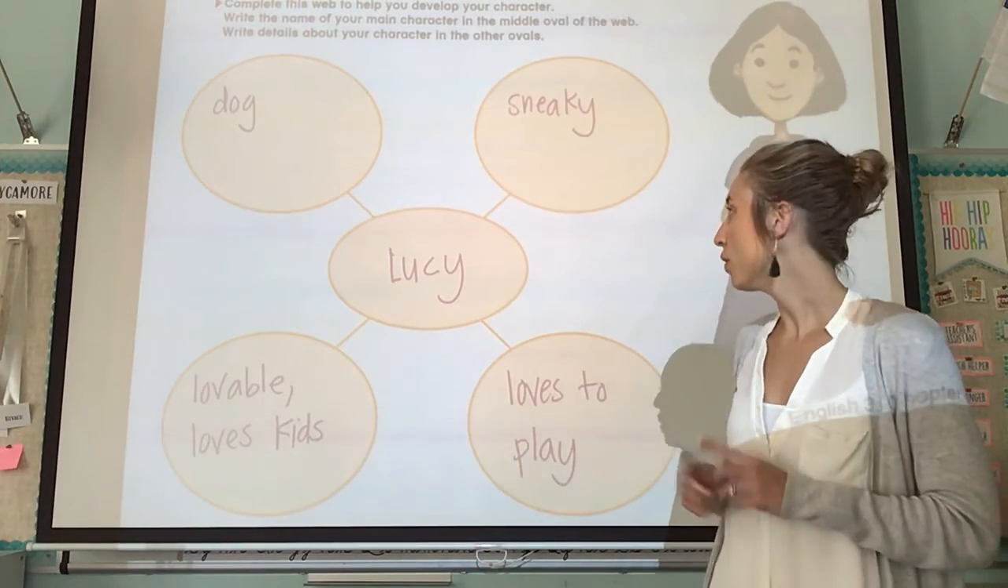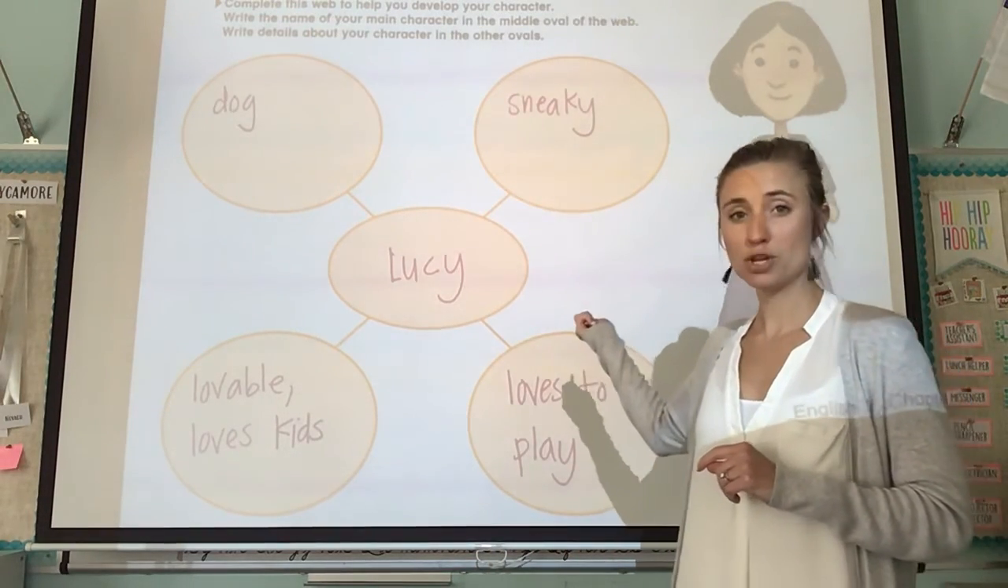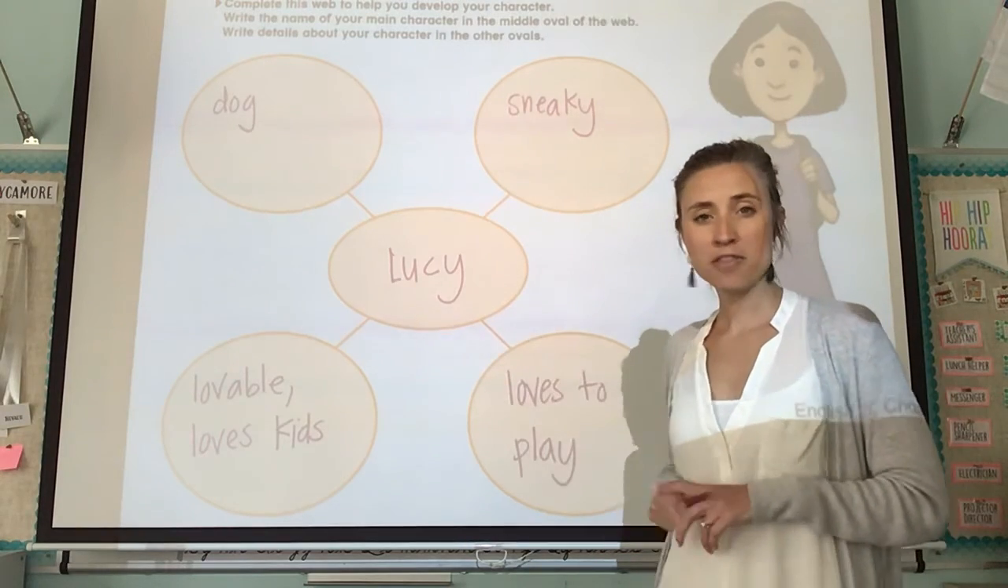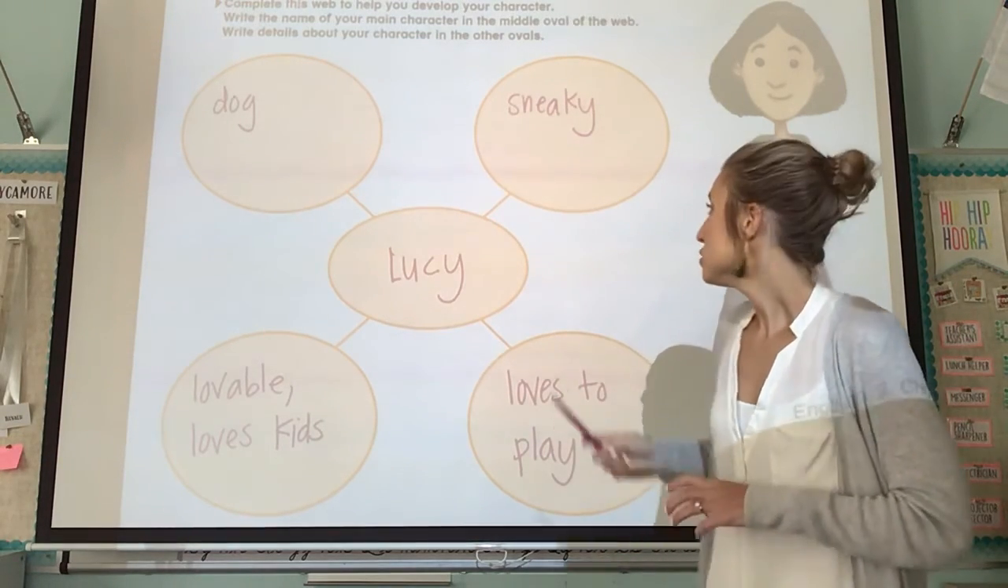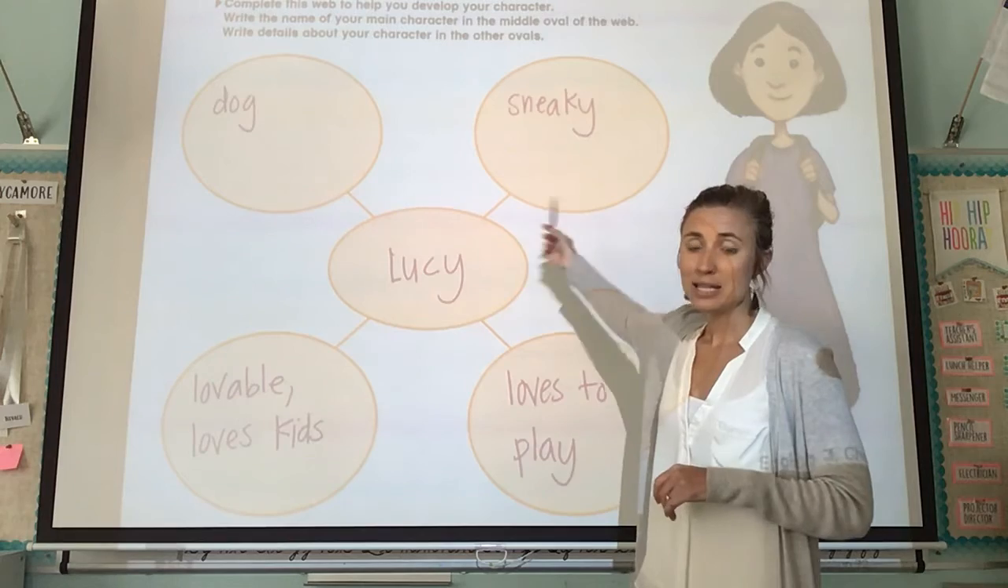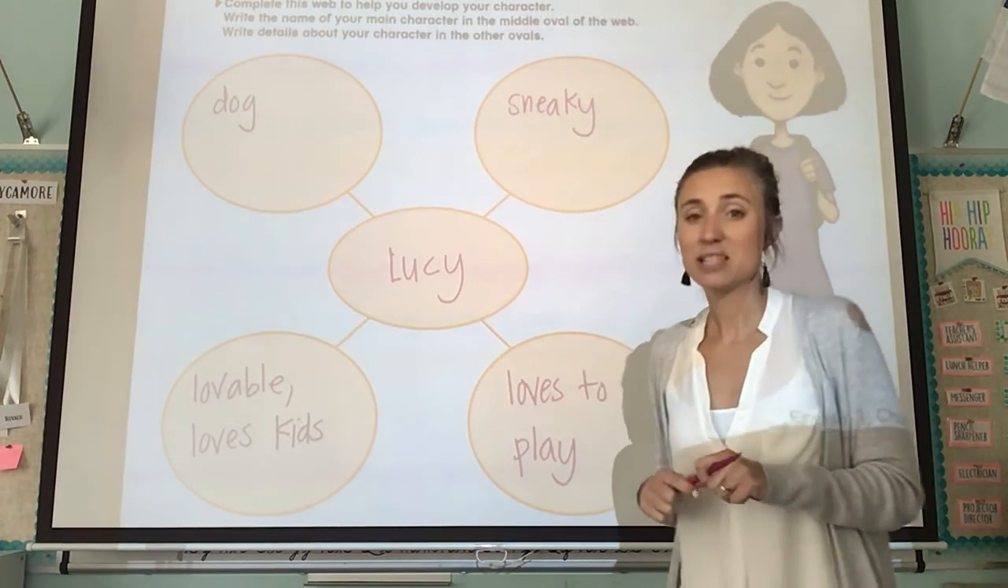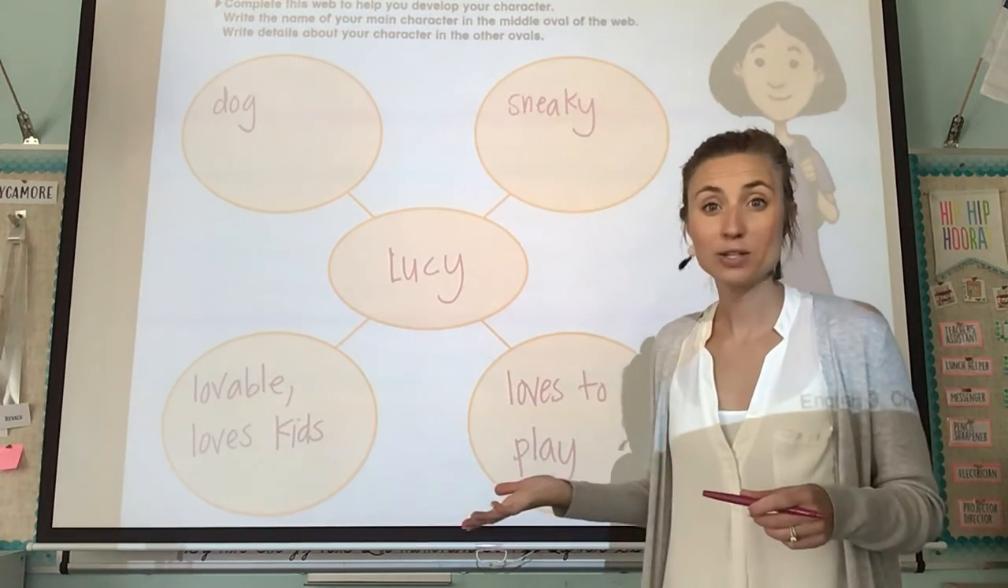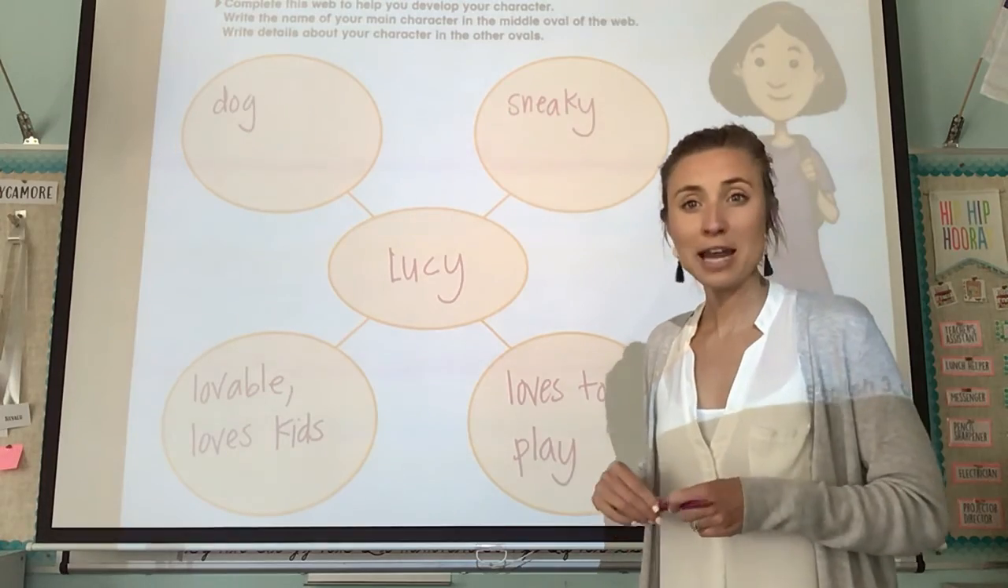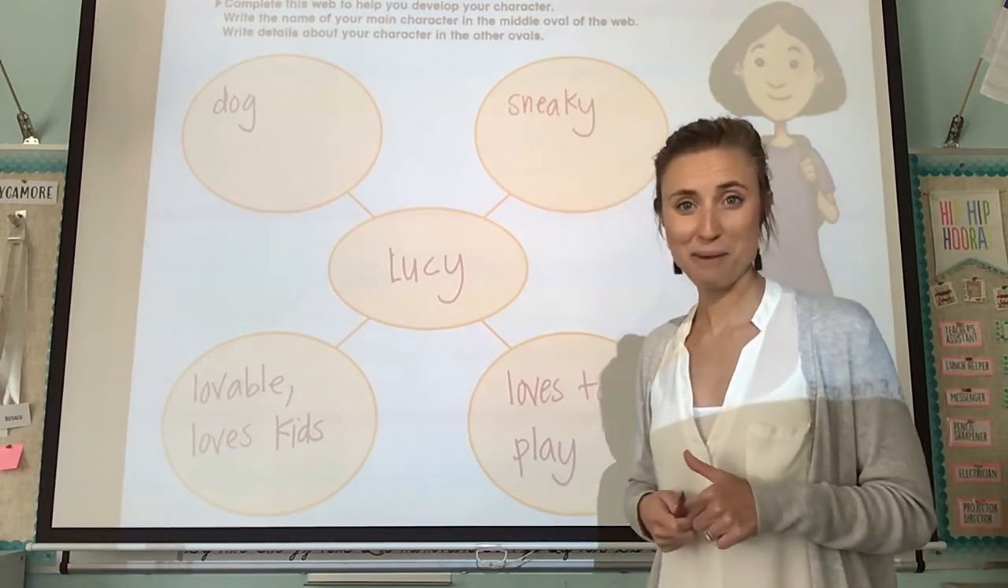So those are my details about my character, and this is going to help me later on as I continue writing my story. So your task today is to come up with your main character and 4 things about your main character. Now, you can put as much as you want in these bubbles. If you want to give me more details, that's fine. The more you come up with now, the less you'll have to think of later. So have fun, happy writing, and I'm excited to find out about your main character.